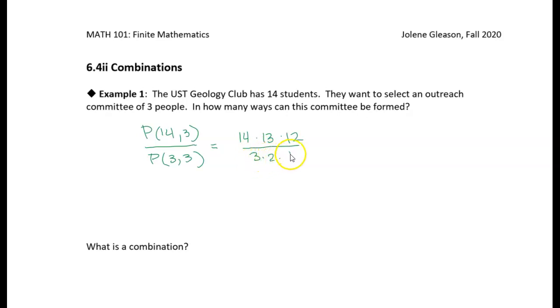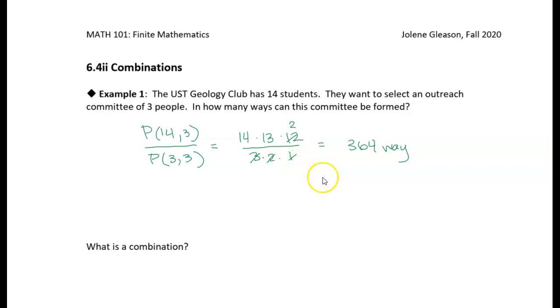3 times 2 times 1. So we're just going to divide that out. So we have 14 times 13 times 12 divided by 6. If I multiply that out, I get 364 ways to choose a committee of 3. As opposed to what we had before, which I don't remember what the number was. I suppose I could look that up. But when we chose president, vice president, and treasurer, it looks like we got 2,184 ways.